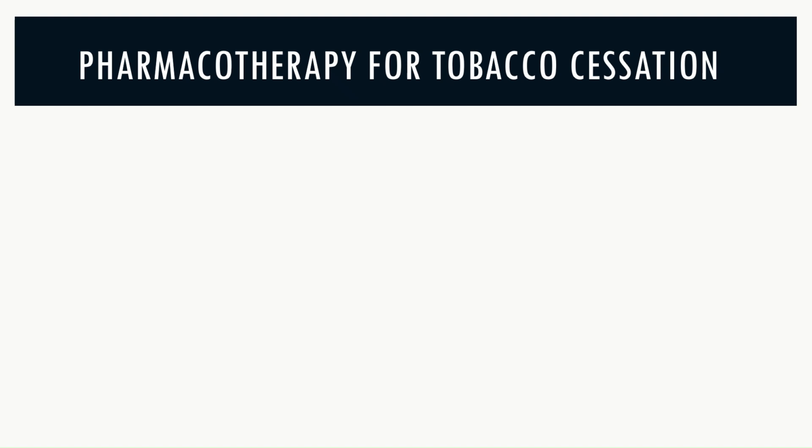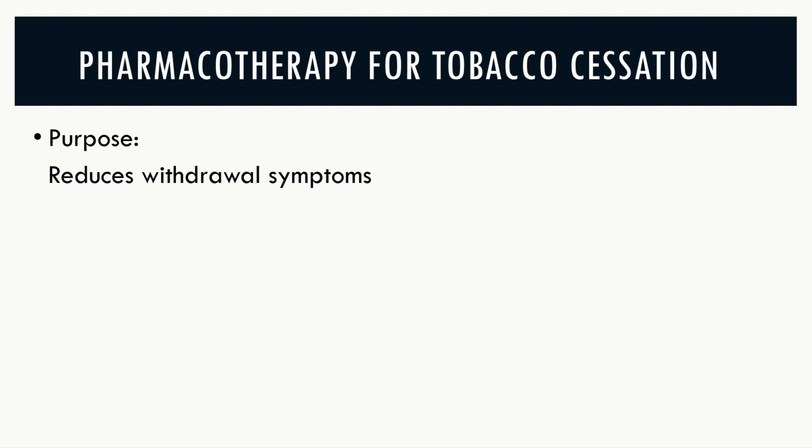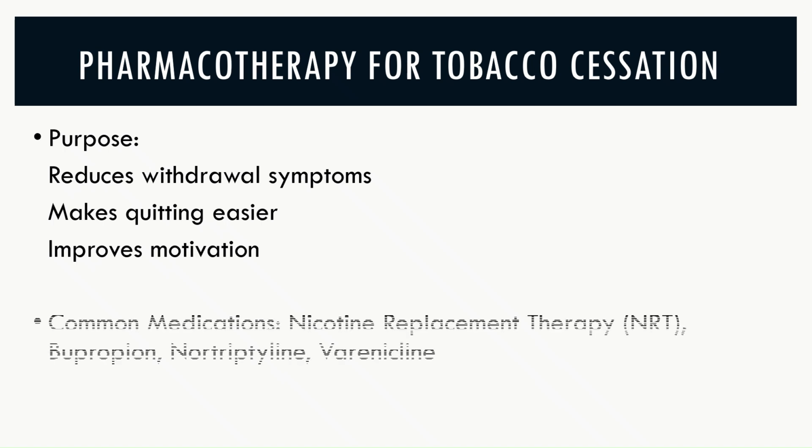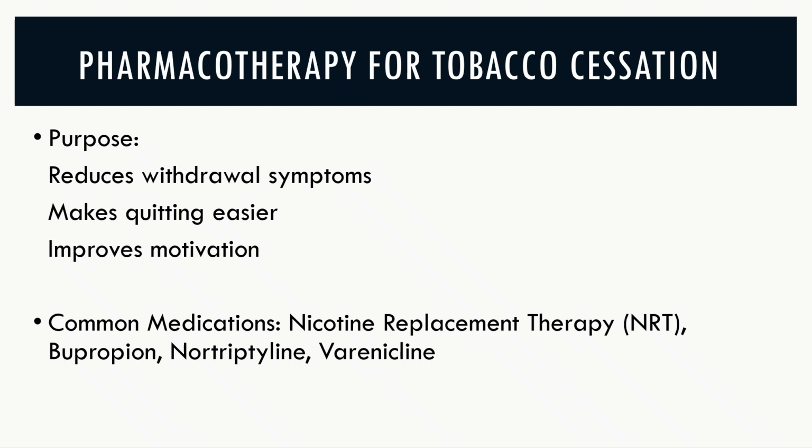Pharmacotherapy plays an important role in helping tobacco users quit successfully. These medications reduce craving and withdrawal symptoms, making the quitting process easier and more manageable. The first major treatment option developed for smoking cessation was nicotine replacement therapy, also known as NRT. It provides purified nicotine in controlled doses through gum, lozenges, nasal spray, inhalers, or patches.